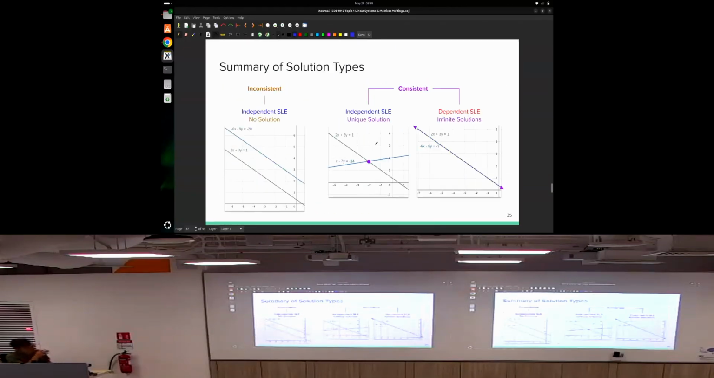So therefore, this is the summary. Inconsistent means the system of linear equations has no solution. That's what inconsistent actually means, when you have parallel geometries for your equations. Consistent means you have solutions. They can be unique or infinite. If it's a unique solution, then your equations are independent. If you do not have fully independent equations, then you are going to get infinite solutions. So basically just 3 types.